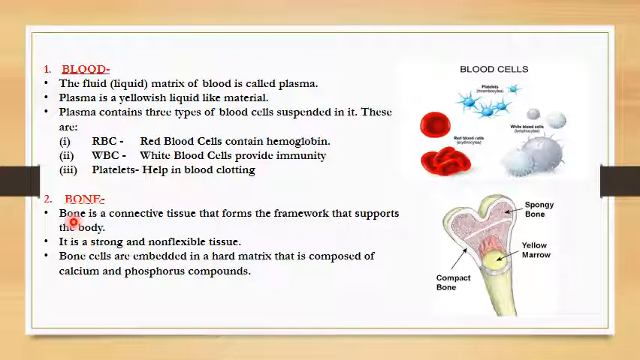Number 2. Bone. Bone is a connective tissue that forms the framework that supports the body. It is a strong and non-flexible tissue. Bone cells are embedded in a hard matrix that is composed of calcium and phosphorus compounds.